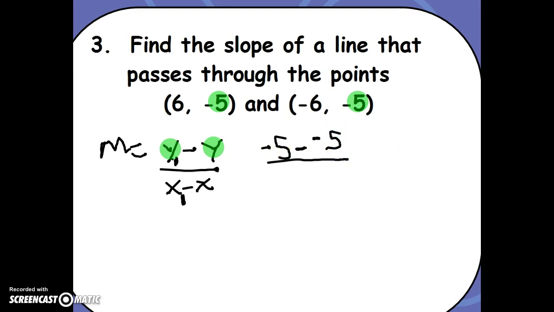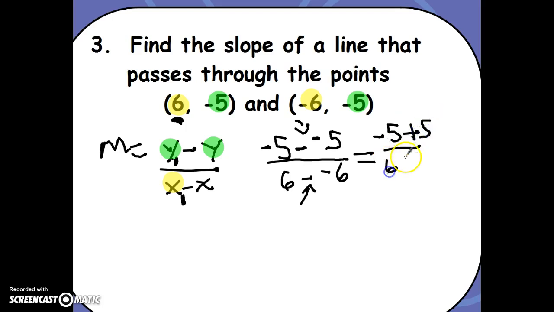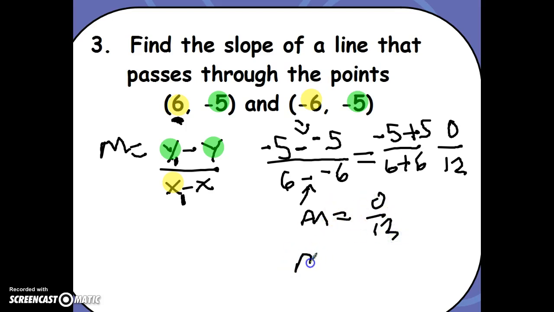And then I'm going to subtract the terms of x, and so I'm going to highlight my x's here. And remember, I started with the first one here, and I have 6 minus a negative 6. So on the top and the bottom, get rid of the double negatives and make those plus signs. Negative 5 plus 5 on the top, and 6 plus 6 on the bottom, which gives me 0 on top of 12. So since the 0 is on the top, that means that m is equal to 0.